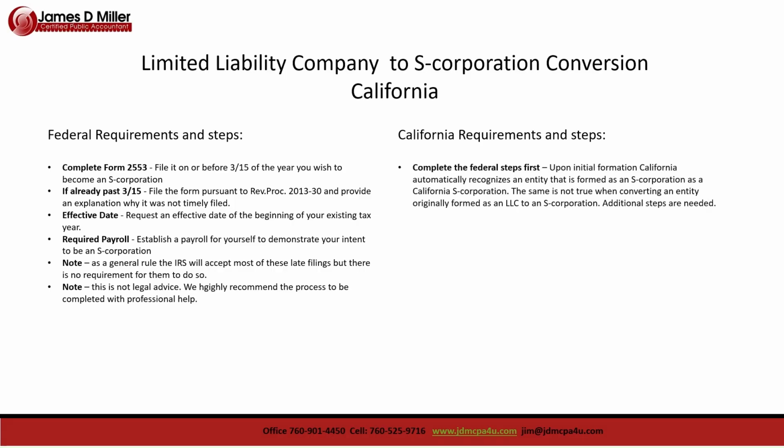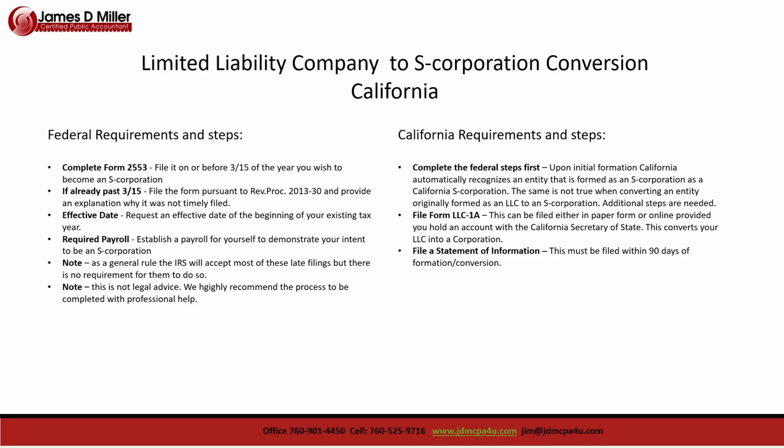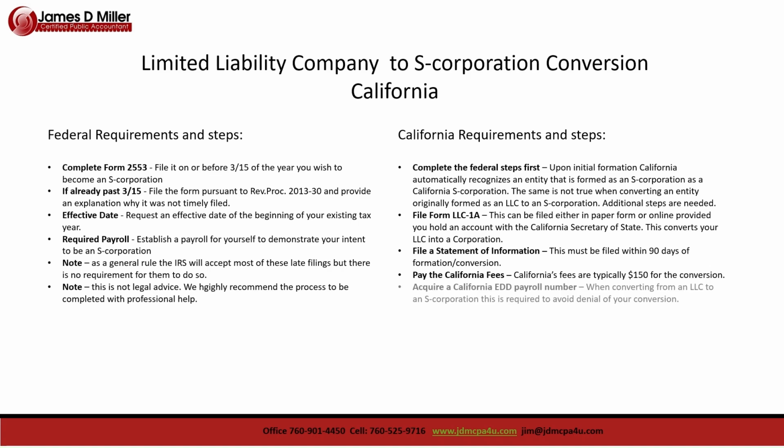California has its own set of requirements. After you've completed the federal requirements, you can now move to California. The first step is Form LLC-1A. This is the form that you file with the California Secretary of State. It lets California know that you're converting from an LLC to a corporation. After you've completed that, you do have to file a statement of information for the newly recognized S corporation. And California charges a fee of $150 to do the conversion.